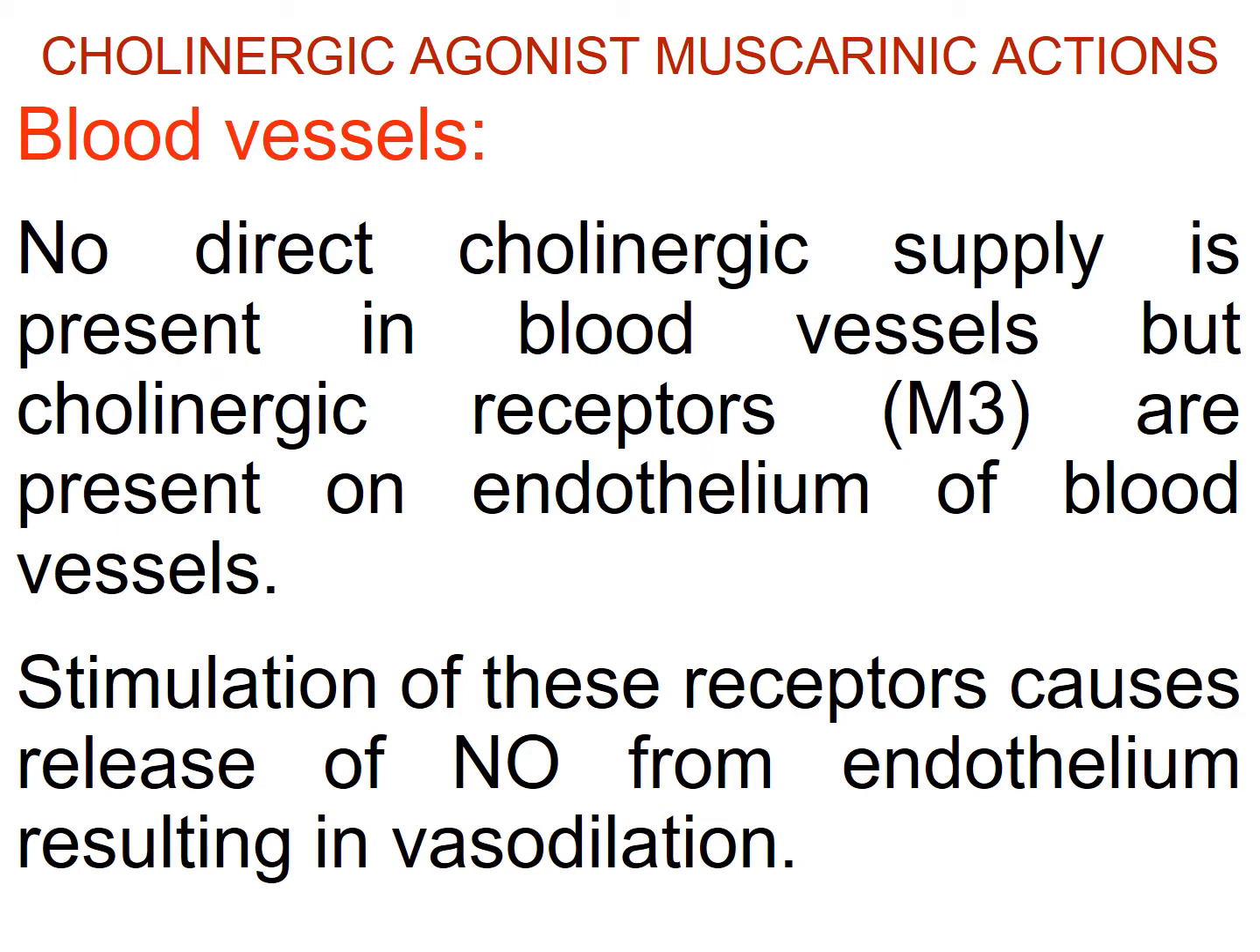Next is the effect of cholinergic agonist on the muscarinic actions of blood vessels. So in blood vessels there is no direct cholinergic supply, but the cholinergic M3 type of receptors are present on the endothelium of the blood vessels, and the stimulation of these receptors causes release of endothelium derived relaxing factor, that is nitric oxide, from the endothelium, and this causes the dilatation, that is vasodilatation, and because of vasodilatation there further occurs a fall in BP.